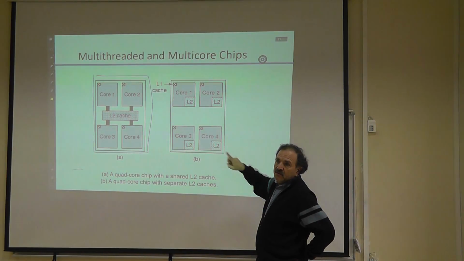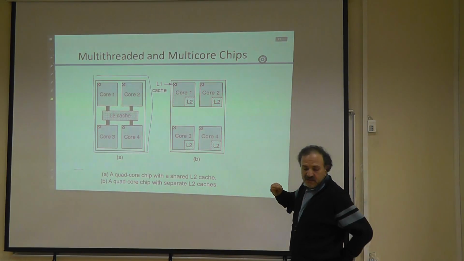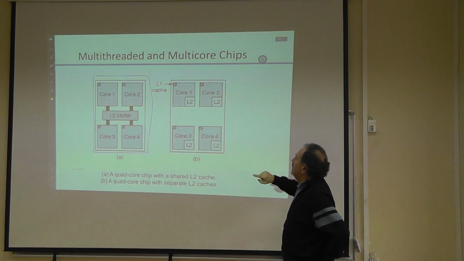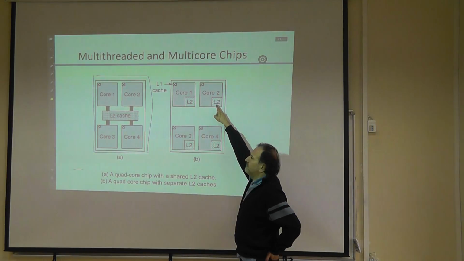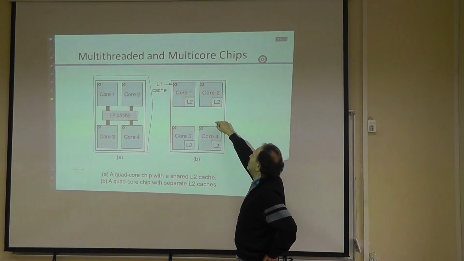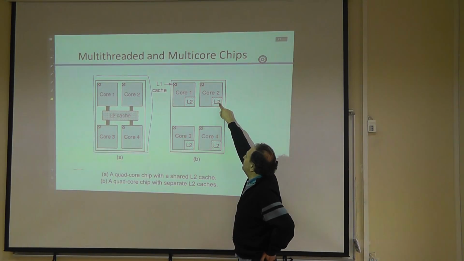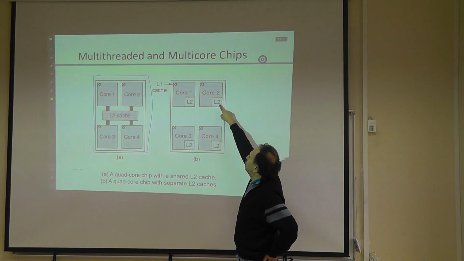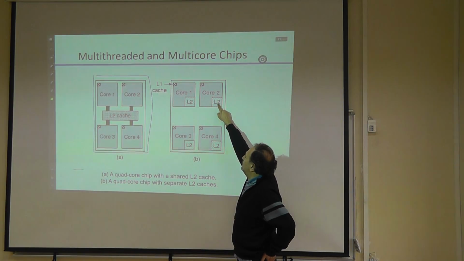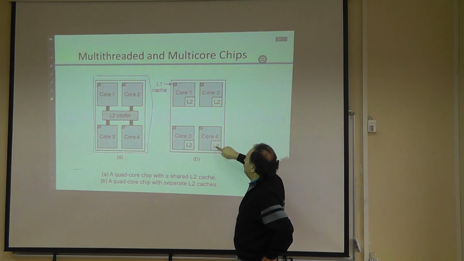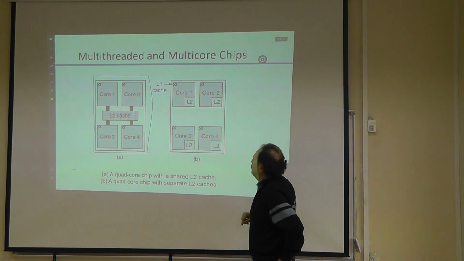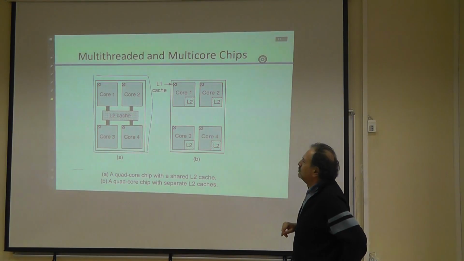Synchronization between those cores, because I can have the same memory content in this L2 and in this L2 too. If core 2 is modifying some memory location, I might have the same memory location here too. So when two of them are working on the same memory location, it becomes a problem. You need to solve it.